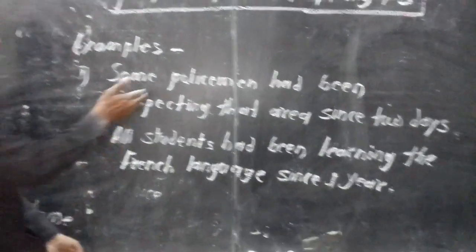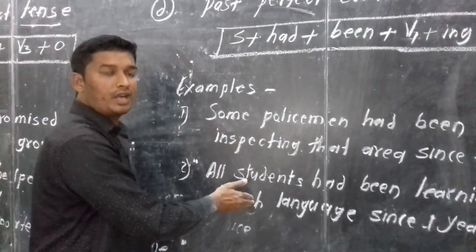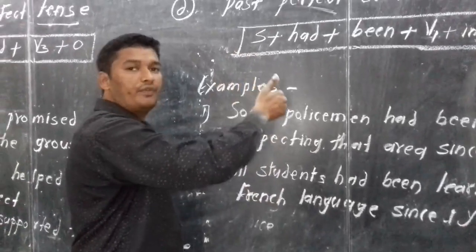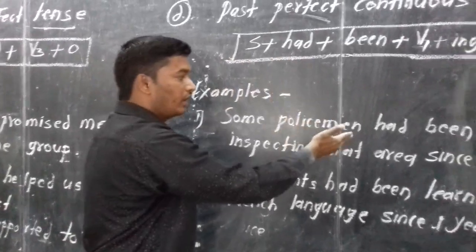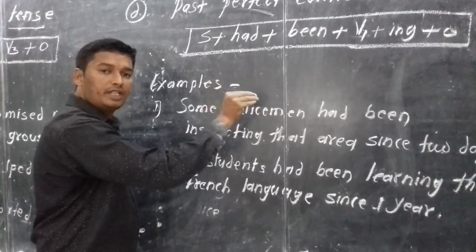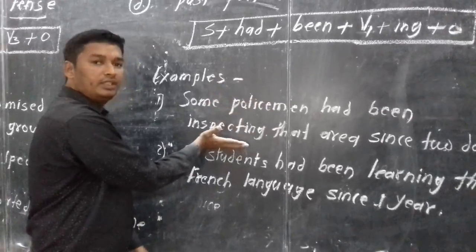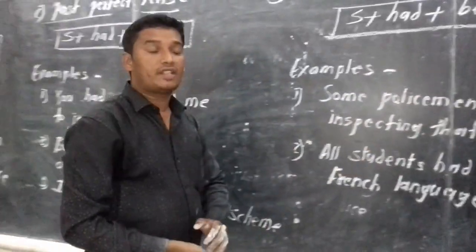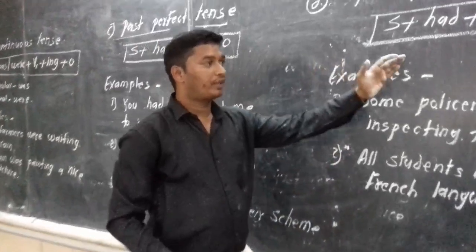Look, these two examples are in the form of this structure, so it is past perfect continuous tense. Had been inspecting: been indicates perfect tense and inspecting indicates continuous tense. These are examples of past perfect continuous tense.